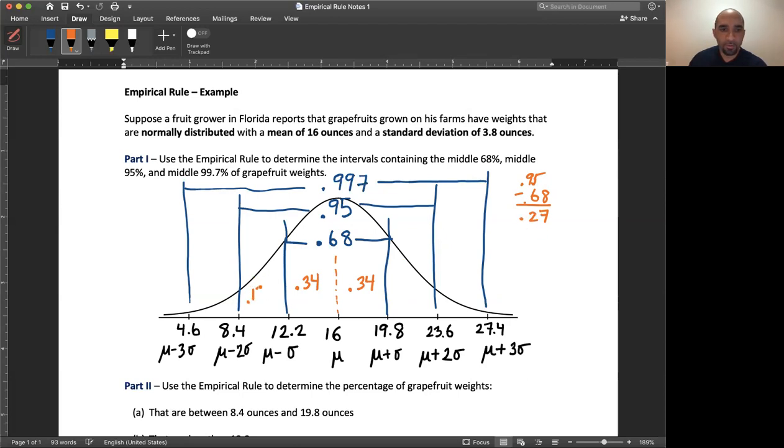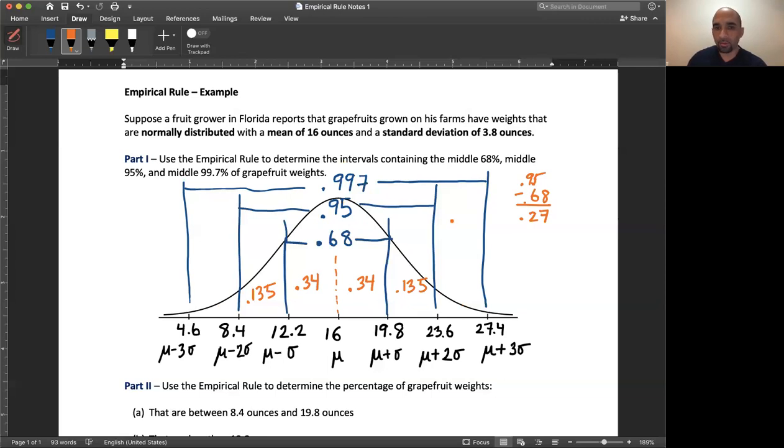So 0.135, or 13.5%, is the percentage of values in this subinterval, and 0.135, 13.5%, is the percentage of values in this interval. If you add up all four of these percentages, you get 0.95. Let's do the same thing now to get these two percentages. We'll subtract these values now, because going from 4.6 to 27.4, that interval of values contains 99.7%, but from 8.4 to 23.6 contains 95%. So we can use the difference to get the percentages in these two subintervals.